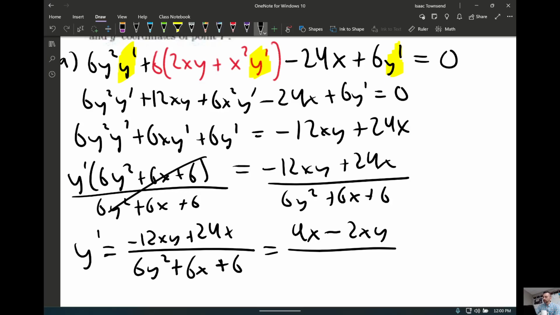I lost an x squared. What happened to my x squared? Should have been an x squared here, which means there should be an x squared here, which means x squared here, x squared here. It should be only 6x in the middle of it. Yes, it's 6y squared plus 6x squared plus 6. Pretty sure.